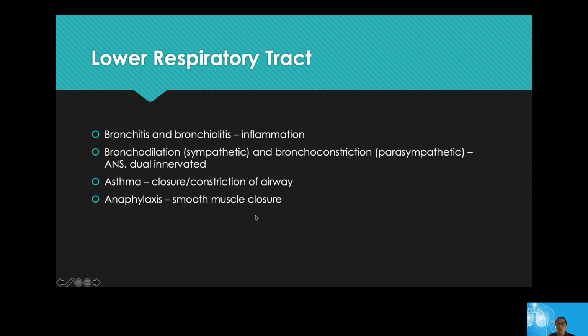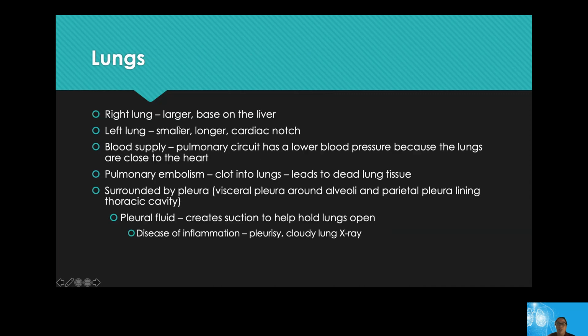Now, the lower respiratory tract really terminates in the fleshy tissue of the lungs. The fleshy tissue of the lungs is divided into the right and left side. The right side is larger, and the base of it actually sits on the liver. The left lung itself is smaller, and it has a visible cardiac notch to accommodate that. The right lung has 3 lobes, the left lung has 2.